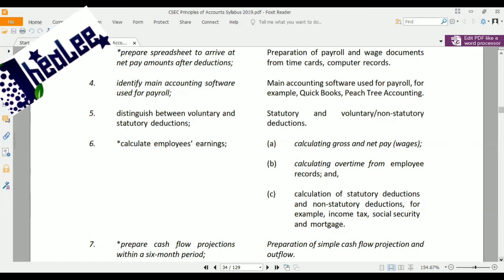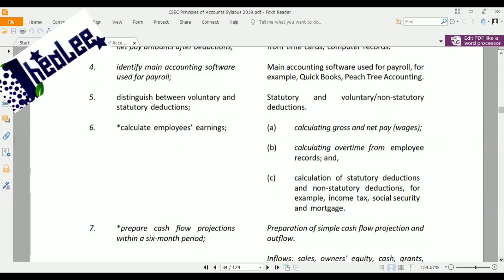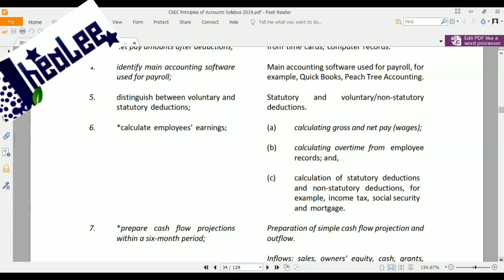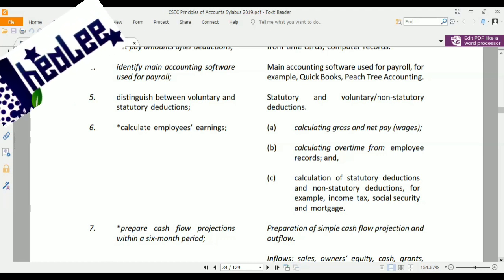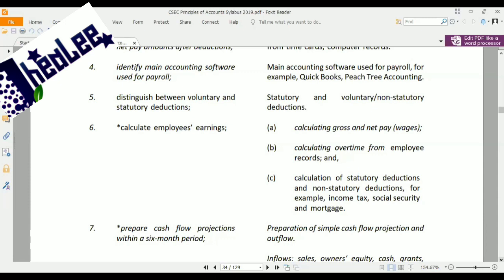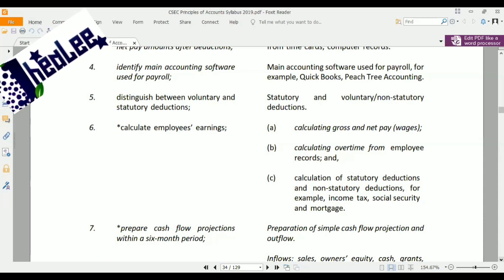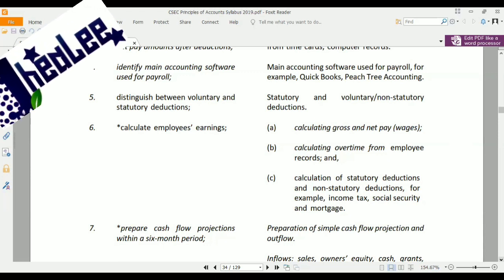And usually if you're to complete that payroll spreadsheet, you're presented with that spreadsheet. So all you would need to do is to complete it, other than where you have to do your calculations. And when I mention calculations too, ensure that you show your workings.